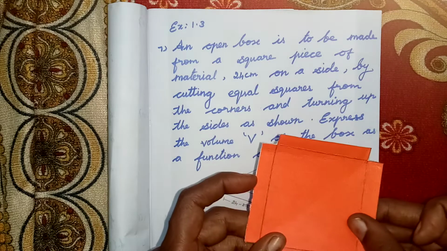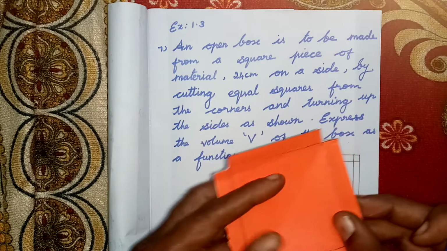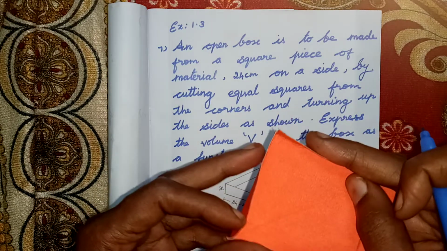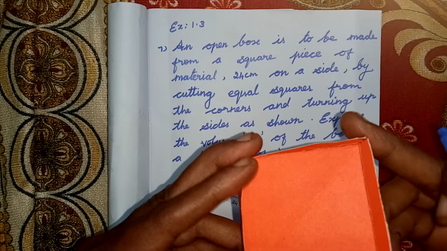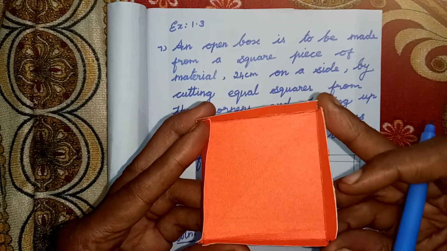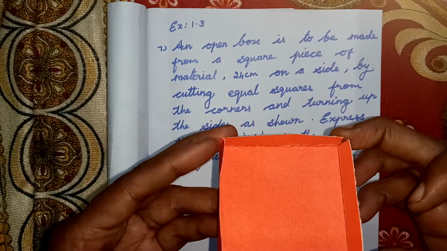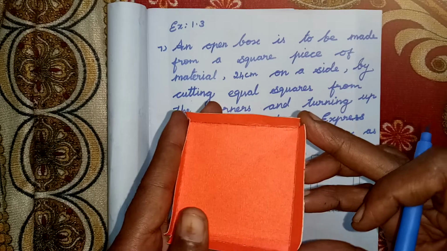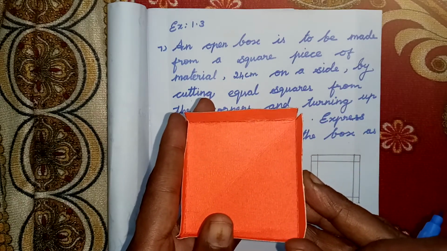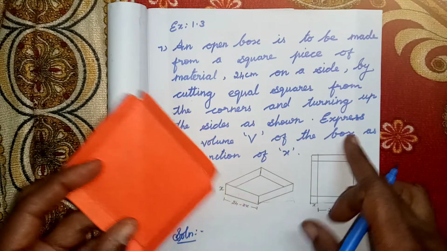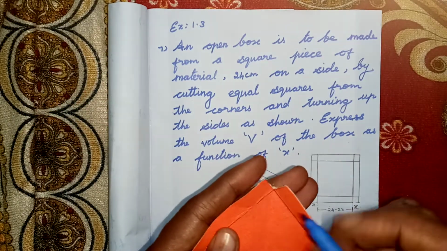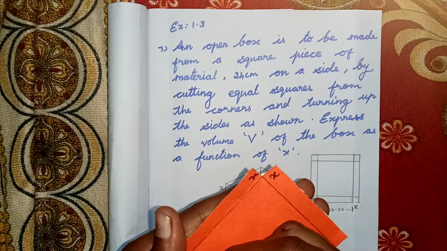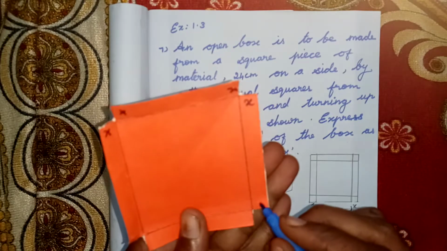Then when we turn up the sides, what will we get? They are turning them like this, every side also. What is this? It is an open box. When we turn up like this and paste, we will get an open box. Each side, what they are cutting, X like that. Mention it here: X. Here also X. X. X.